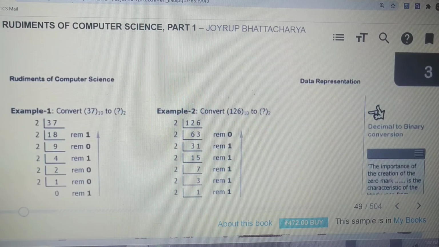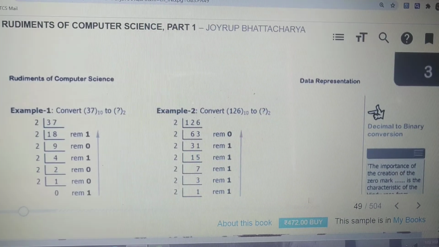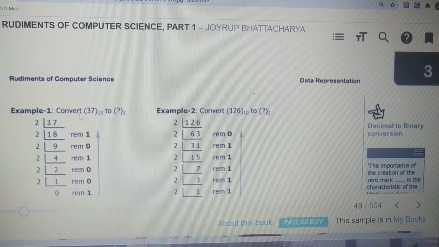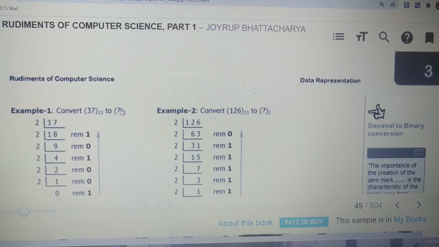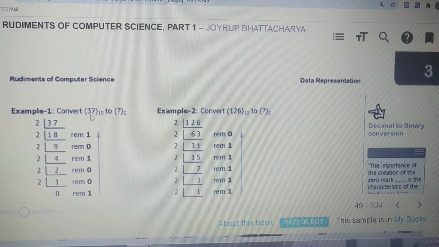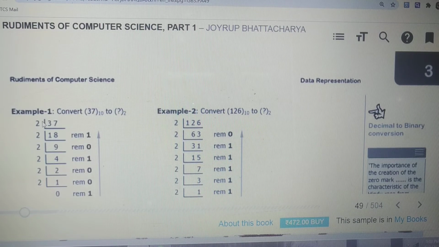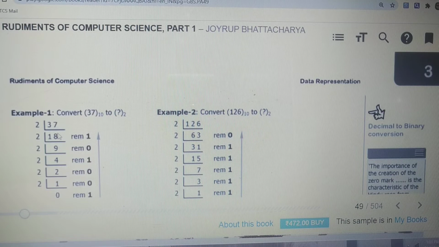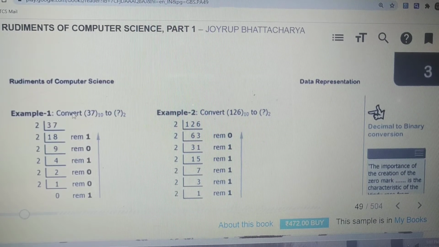So how are we converting? Let's see the first example. I have taken 37. So 37 is in base 10, and I have to convert it into base 2. The first step says that we have to divide this decimal number by the base to which we have to convert. We have to convert into base 2, so we will divide the number by 2. So 2 ones are 2, 3 minus 2 is 1, and then 7, it is 17. 2 eights are 16 and the remainder is 1.